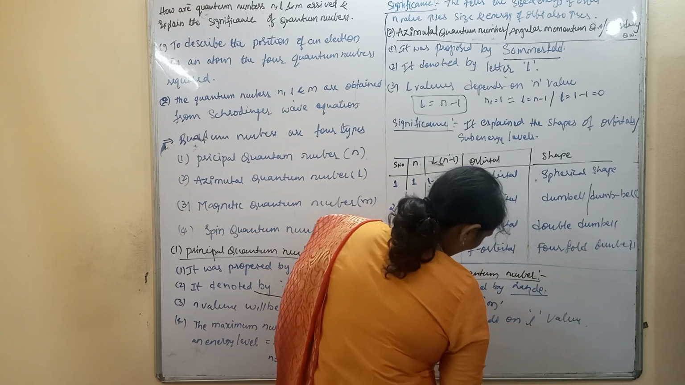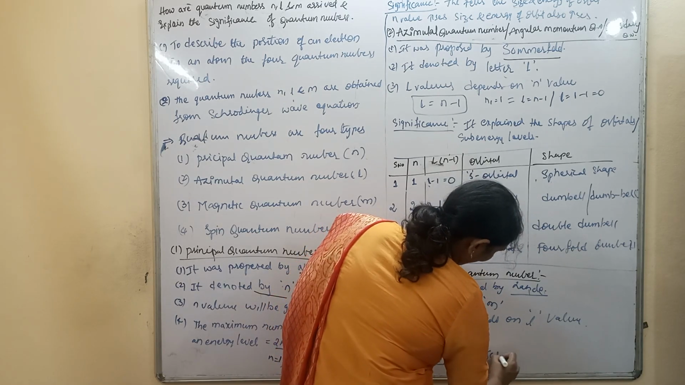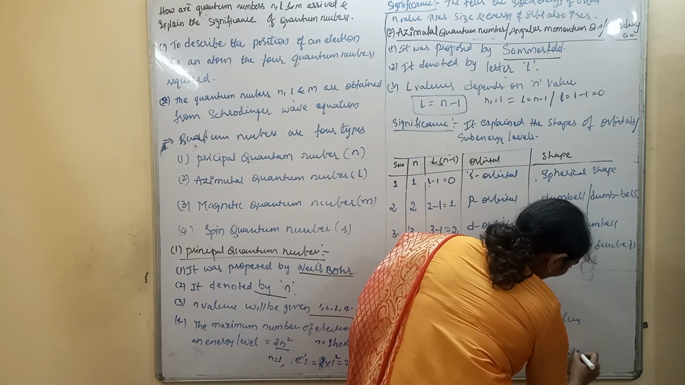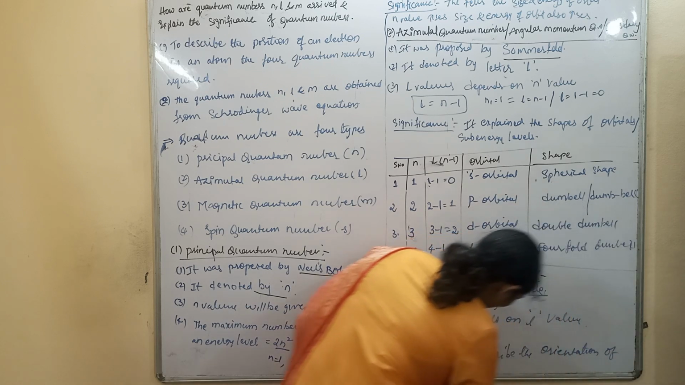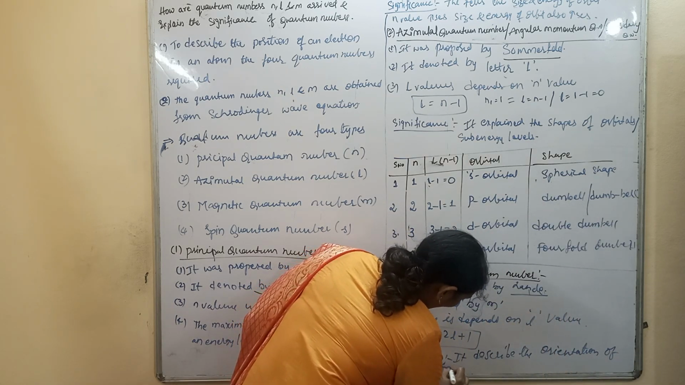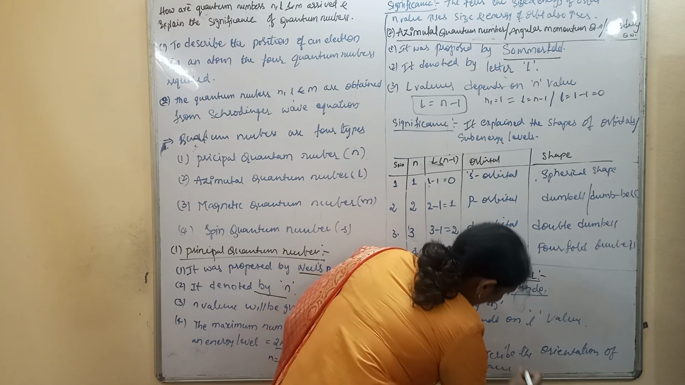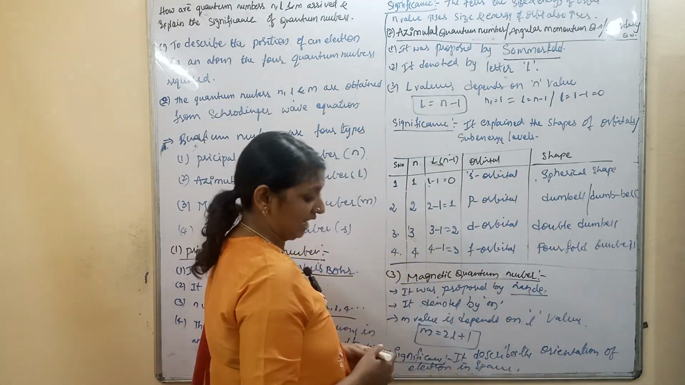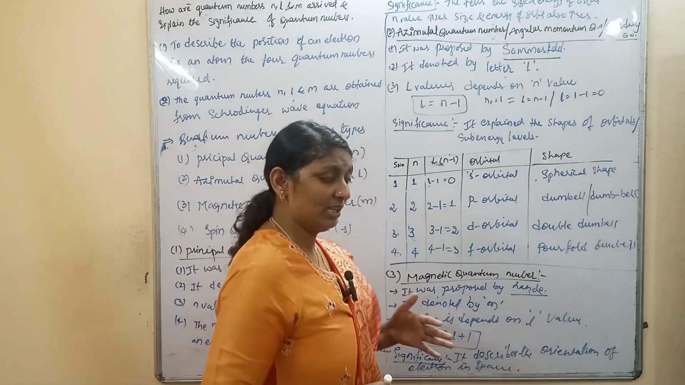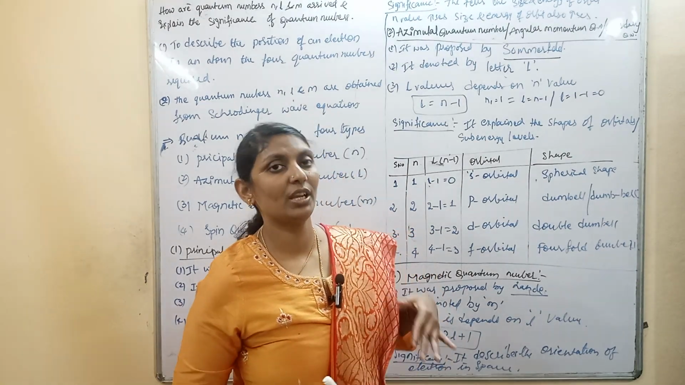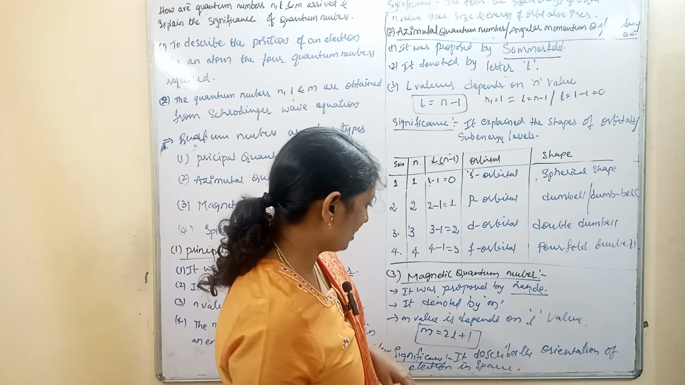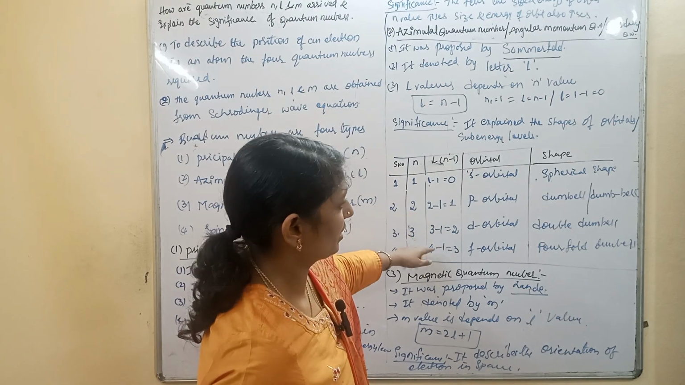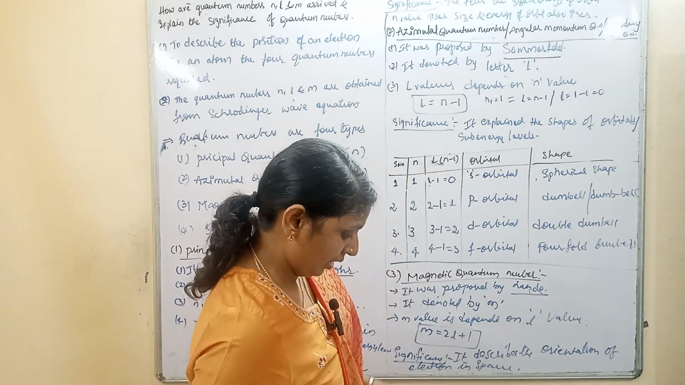It describes the orientation of electron in space. That is the first one. Second one, it explains about the number of subshells present in an orbital, which are sub energy levels, or you can take it as suborbitals. Number of suborbitals present in this energy level.